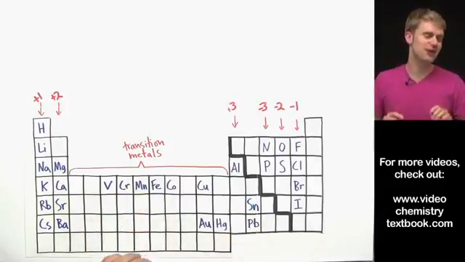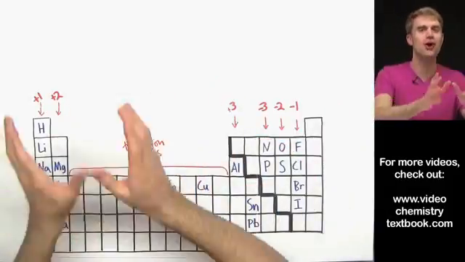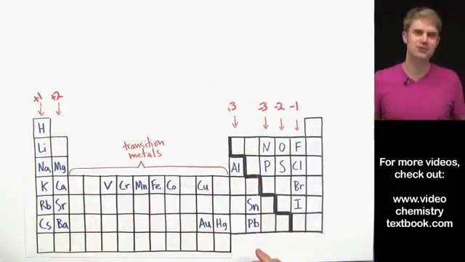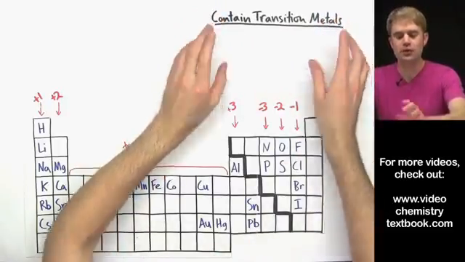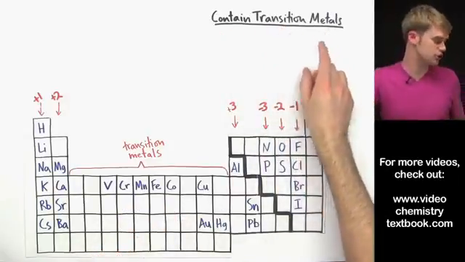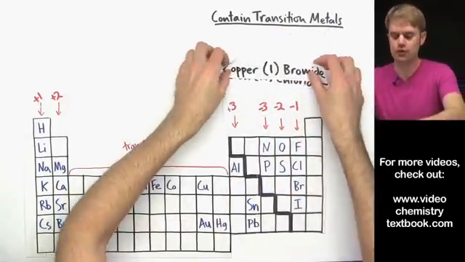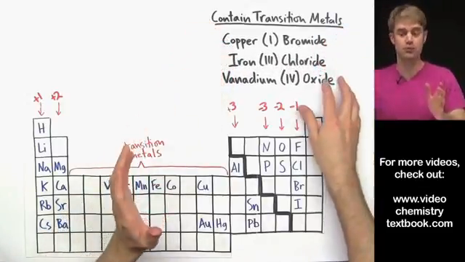The first thing I want to talk about is when we use Roman numerals for naming and when we don't. This confuses a lot of students, okay? So when do we use Roman numerals? Well, we use Roman numerals when we're naming compounds that contain transition metals. So here are 3 compounds that contain transition metals, and as you can see, we use these Roman numerals.